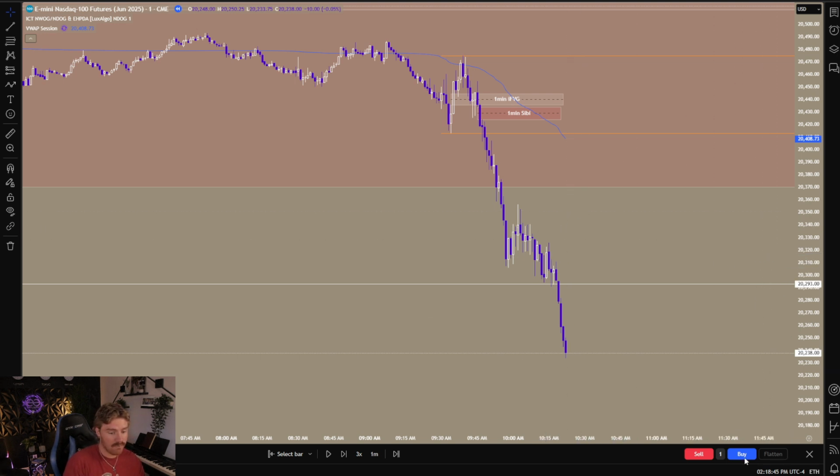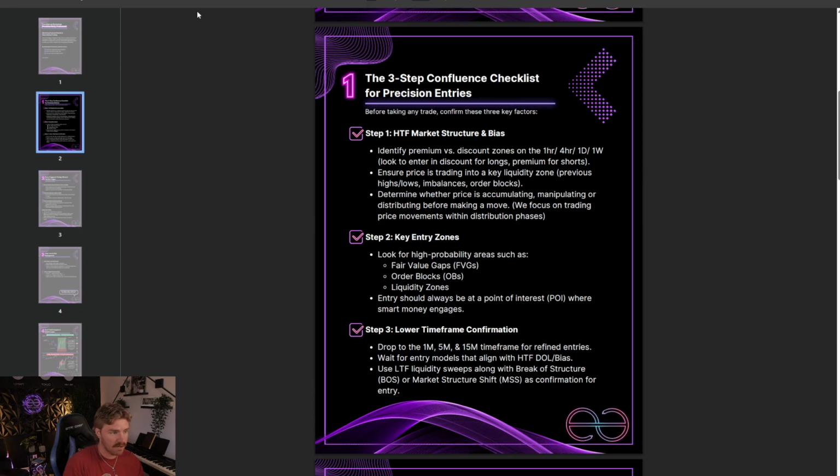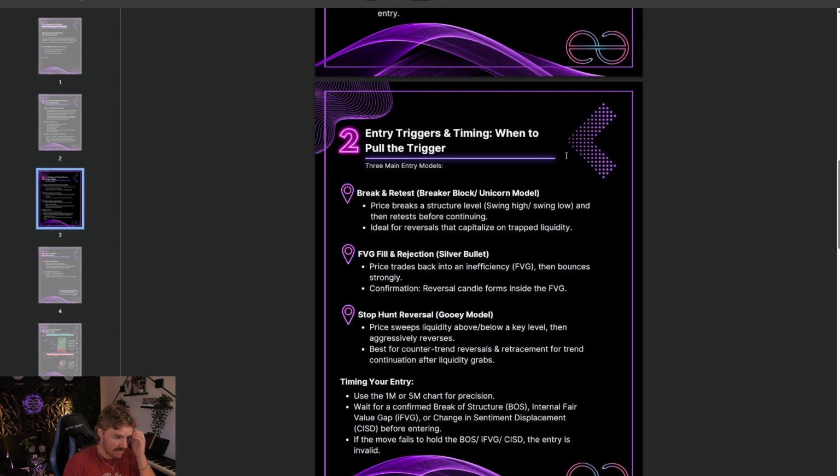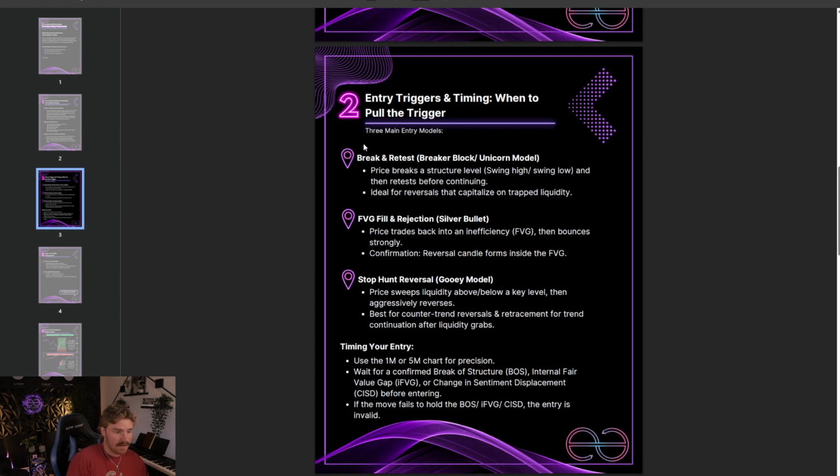Okay, we can go look at another example, or you know what? Let's go back to the HVCO here. Let's go back to this PDF and kind of look through. So, step number 2, right? We kind of got to go to the next page here. Entry triggers and timing, right? When do you actually want to take the trade? Well, this is when we really dive deep into our entry models.